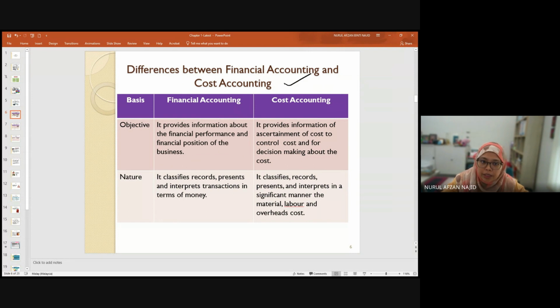Differentiate between financial accounting and cost accounting. Sort of like that lah, dia punya soalan. Okay? Kita tengok yang pertama, dari segi objektif of financial accounting.